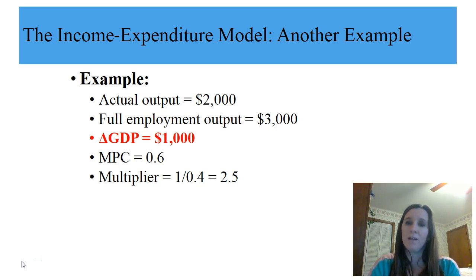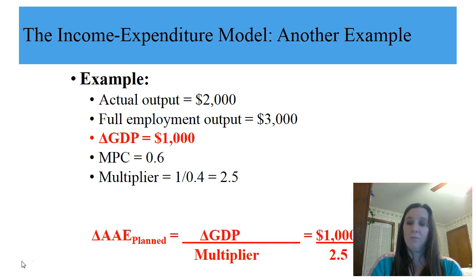The multiplier then is 1 divided by 1 minus MPC. Go back in the slides if you forgot that. And you find that the multiplier is 2.5. Okay, so every dollar that we put into the economy is going to multiply by the end to $2.50. So the question becomes, how much do we need to change our autonomous spending by?